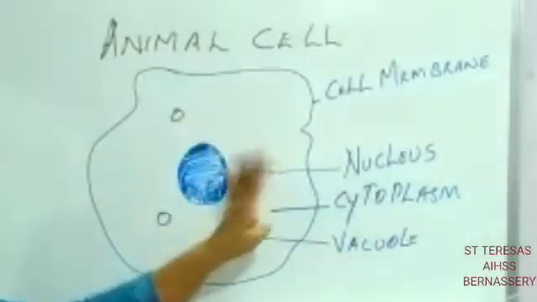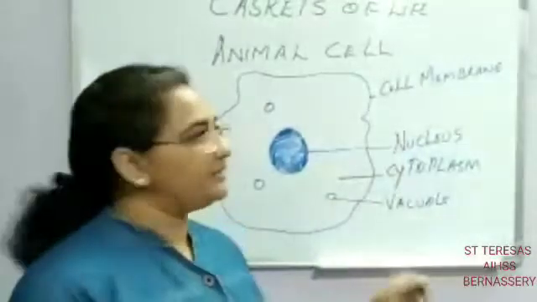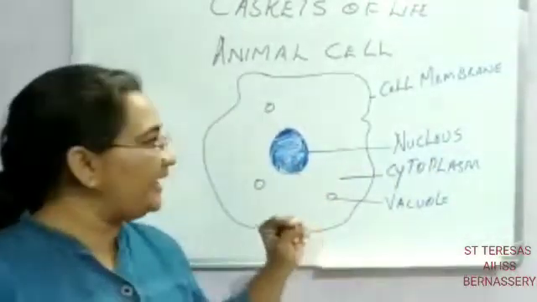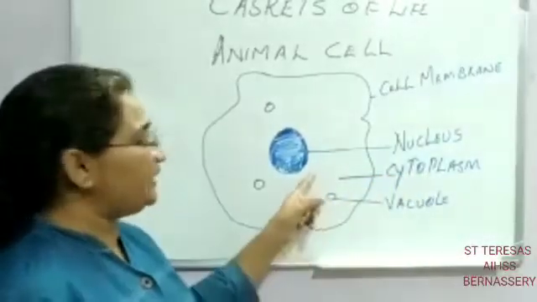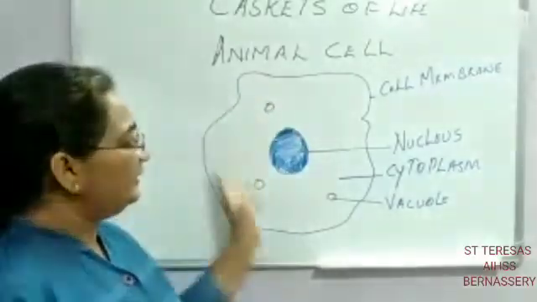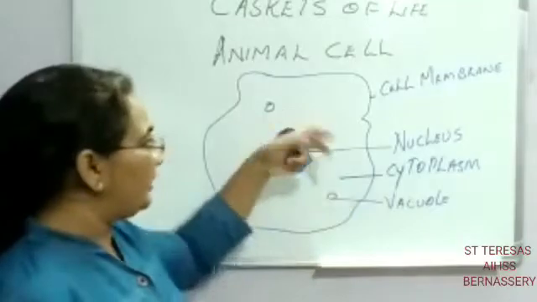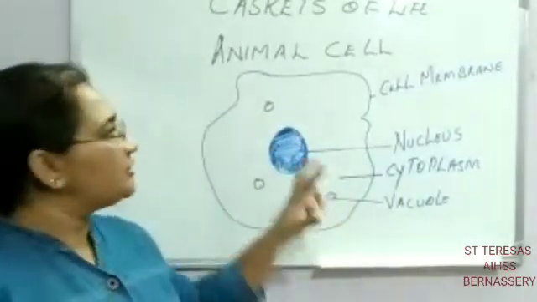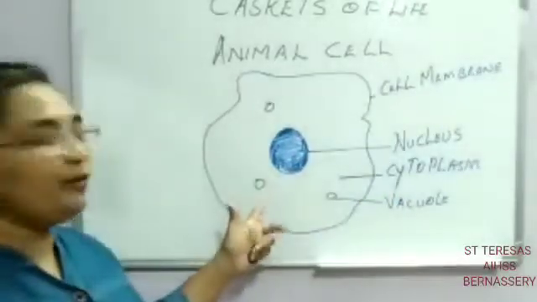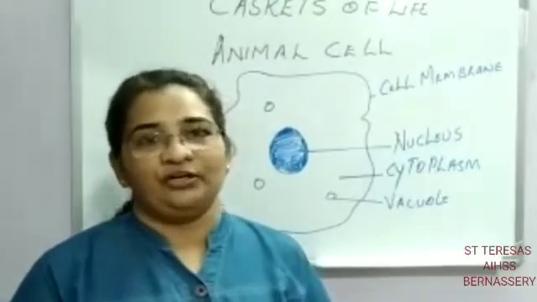So this is the main thing which you have to learn about the animal cell. What are the main parts of the animal cell? The cell membrane, the nucleus which is the center of the cell, the cytoplasm which is a matrix filled inside the cell membrane. Then there are vacuoles, small bubbles which you can see inside the cytoplasm. So this diagram you have to draw in your notebook and color it and label the parts. That is the work for today. Thank you.